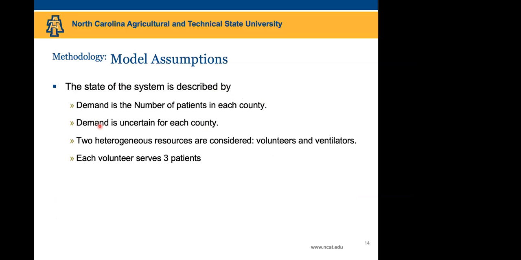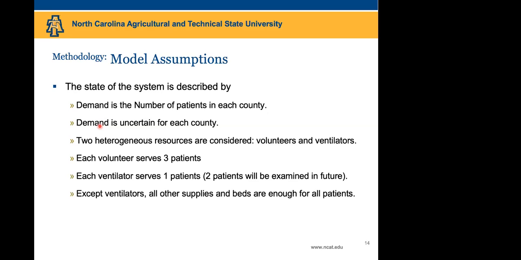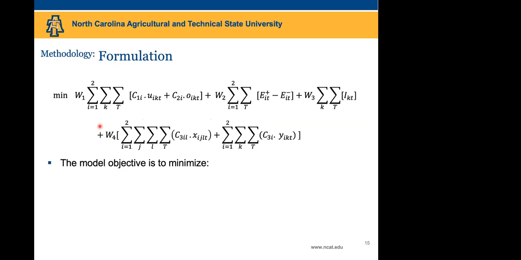Each volunteer will serve 3 patients. We are assuming each volunteer will serve 3 patients, and each ventilator will serve 1 patient, and we will extend it to 2, as they did in some of the hospitals. They try to split ventilators to serve more patients. Except for volunteers, all other supplies and beds are enough for all patients. Doctors, nurses, and volunteers are considered homogeneous. They are all considered volunteers. And then we have the model formulation.